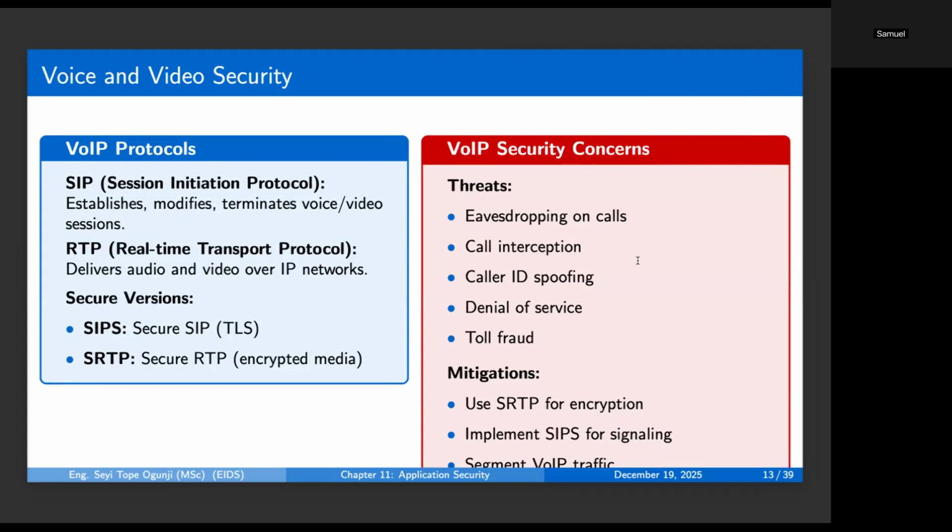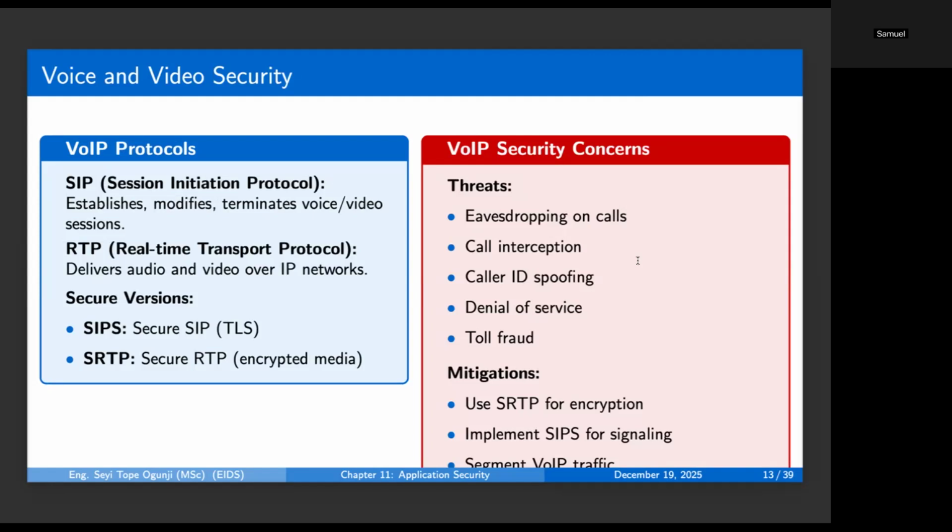What it does, with SIP, session initiation protocol, is it sets up and ends voice and video calls. For instance, like dialing a phone number, but now for internet calls, not mobile calls. So it's SIP that is guiding that. Session initiation protocol is SIP. It establishes, modifies, and terminates voice and video sessions.